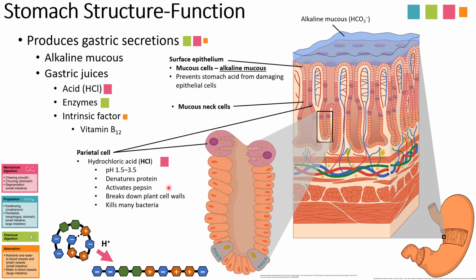So these denature proteins, they're also involved in activating this enzyme pepsin, which we'll talk about in a moment, and helps in breaking down cell walls and killing bacteria, although there are some bacteria that like acidic conditions. So it's kind of a mixed bag. But these are the parietal cells, which are colored in purple, and you can see they're all in the mucus neck.